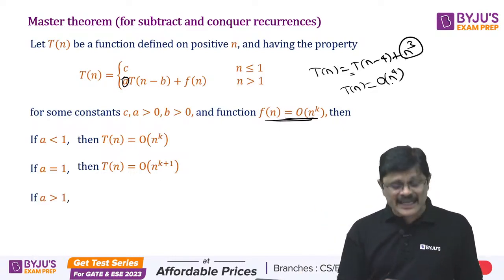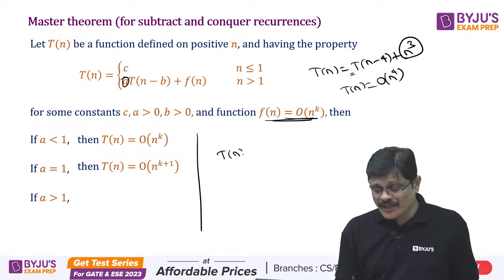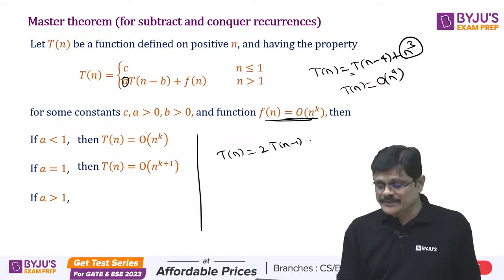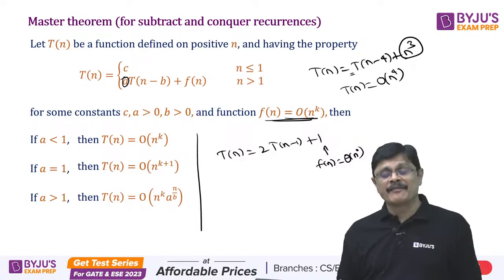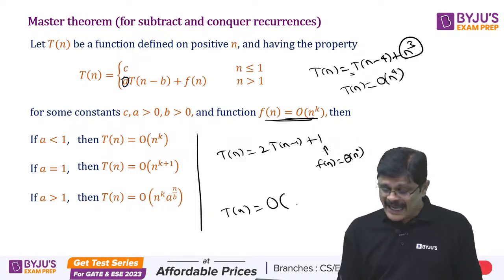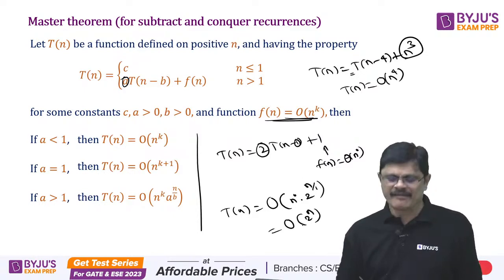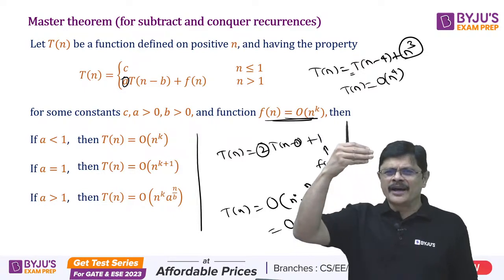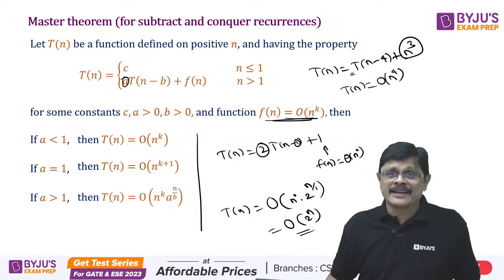But the case when a is greater than 1. See, this is what happened for our Tower of Hanoi problem. T(n) was what? 2 times T(n minus 1) plus 1. That is f(n) is of order 1 or n power 0. So in this particular case, T(n) will be what, sir? T(n) will be of order n power k times a power n by b. What is a? 2. b is 1. So it is big O of 2 power n, my dear friends. So of course you can use that iterative method to verify this, or by this simple subtract and conquer variation also you can find the time complexity, my dear friends.